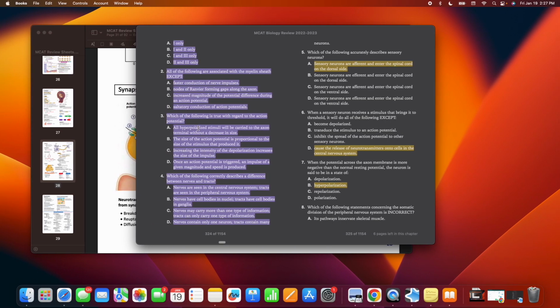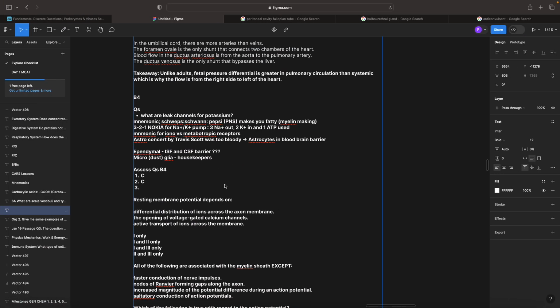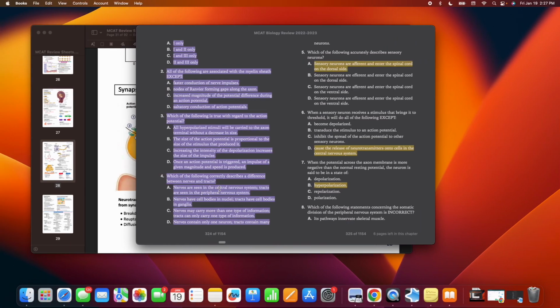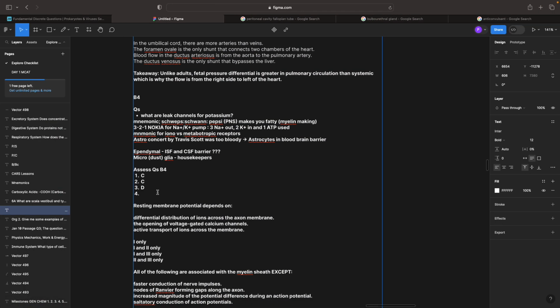For 3 we chose which of the following is true with regard to the action potential. D. For 4, which of the following clearly describes the difference between nerves and tracts? Last one, right? D again.